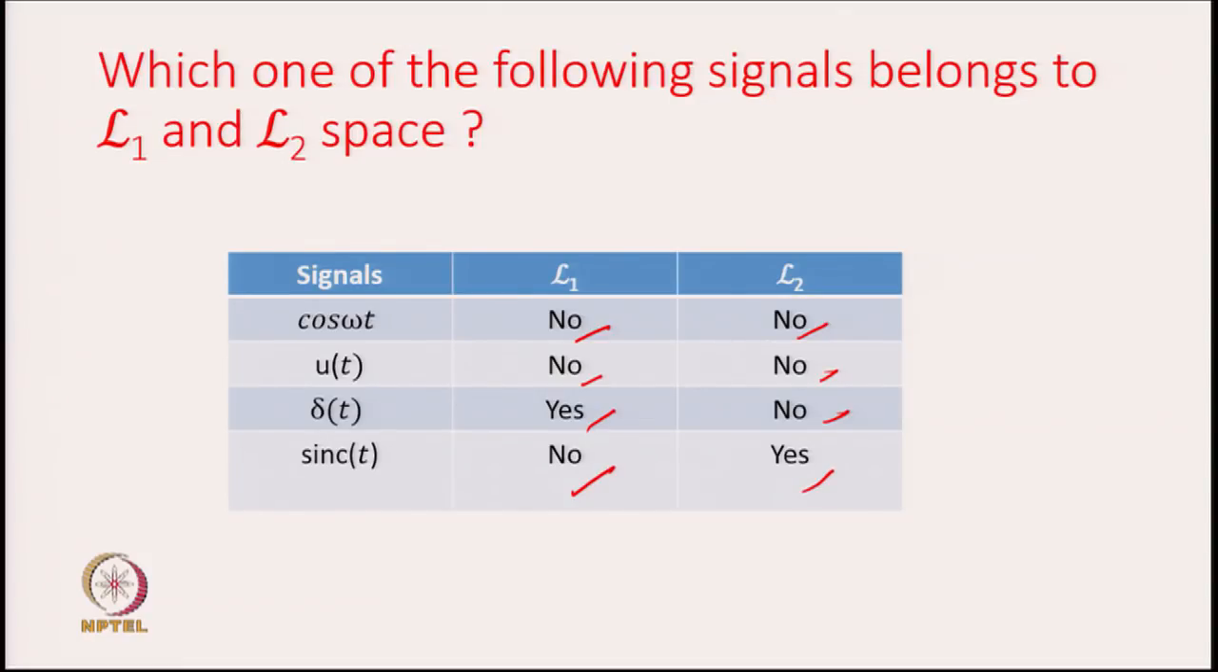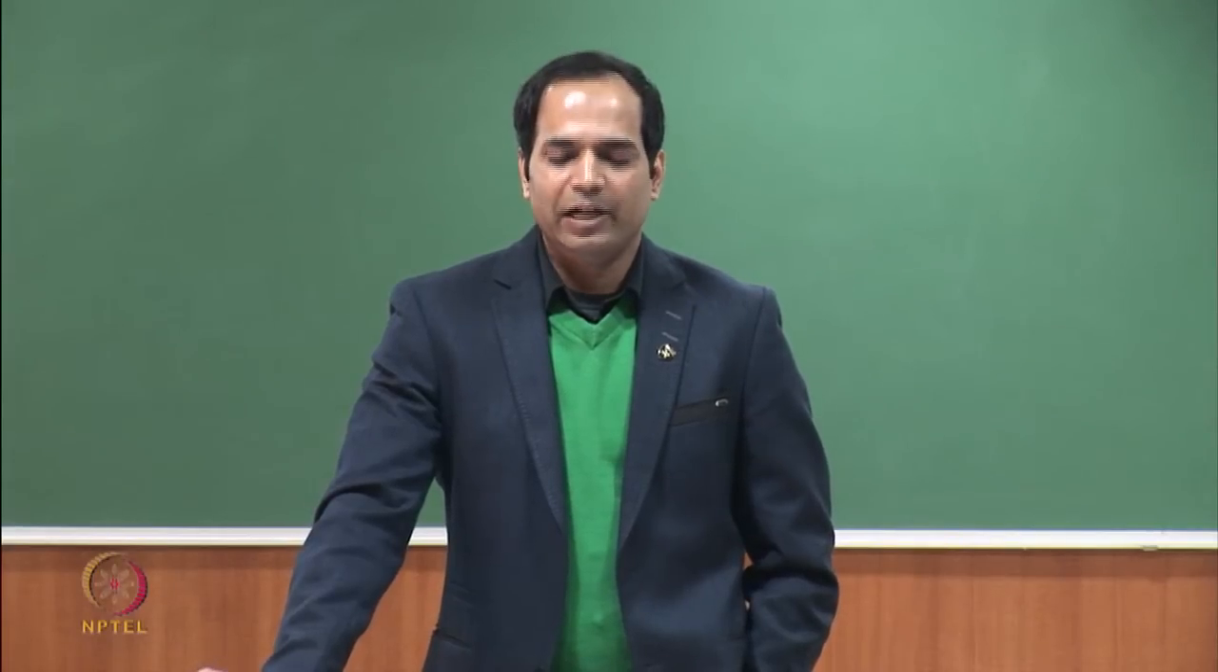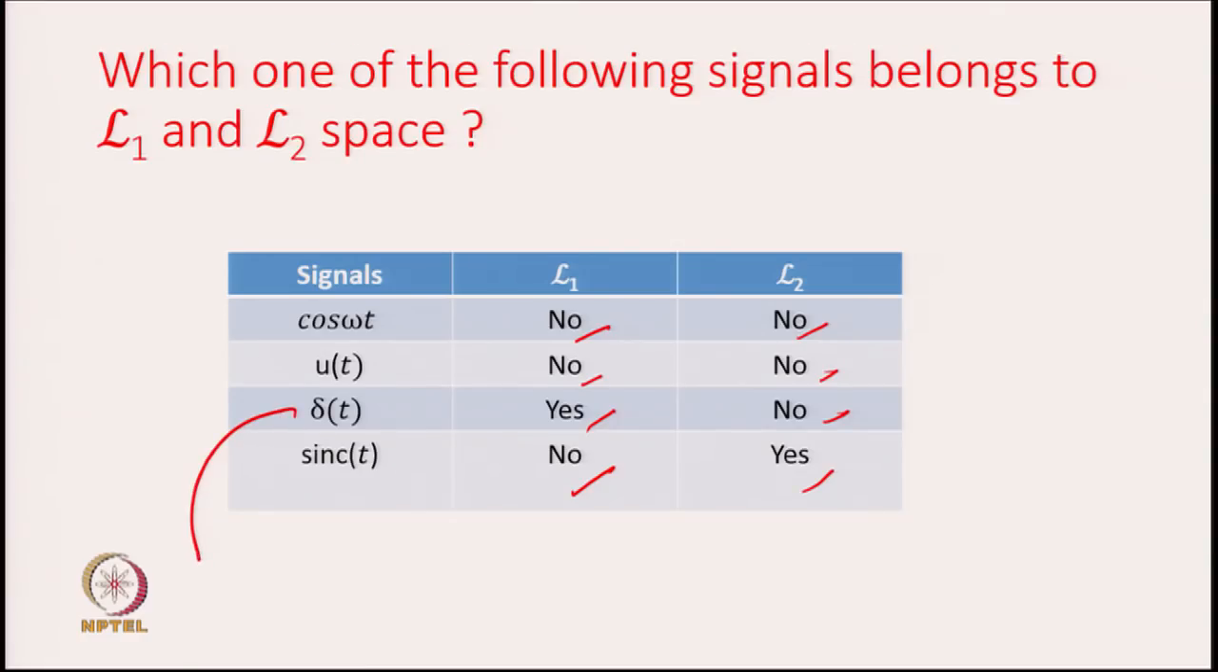So, the first thing that you should appreciate is that a function can be an L1 function, but it need not be L2. For example, delta t is an L1 function, but it is not an L2 function. The function can be an L2 function, but it need not be L1. For example, sin t is L2, but it is not L1. So, there are functions which are L1 but not L2, functions which are L2 but not L1, functions which are both L1 and L2, and functions which are neither L1 nor L2. So, from one you cannot make easy conclusions about the other.